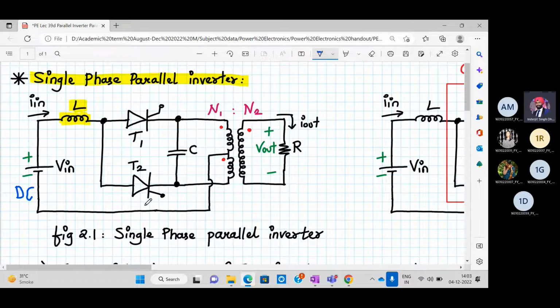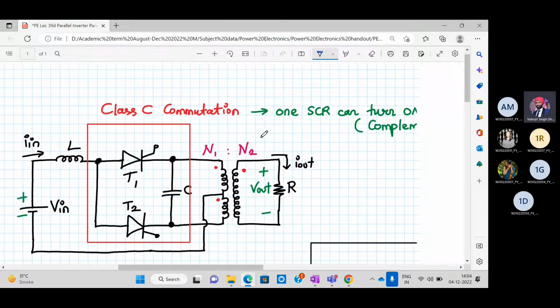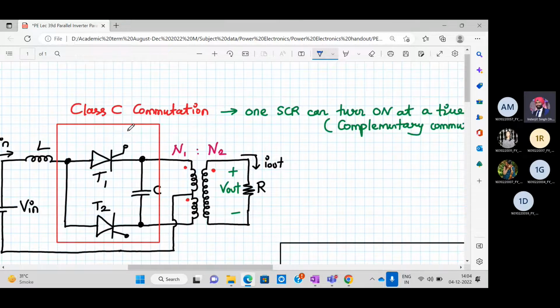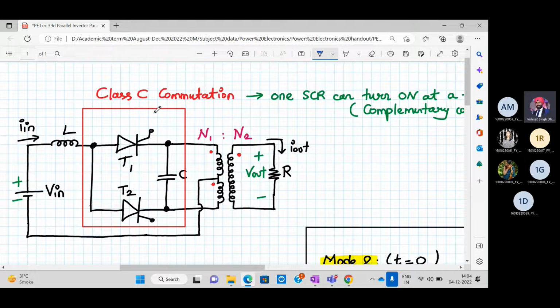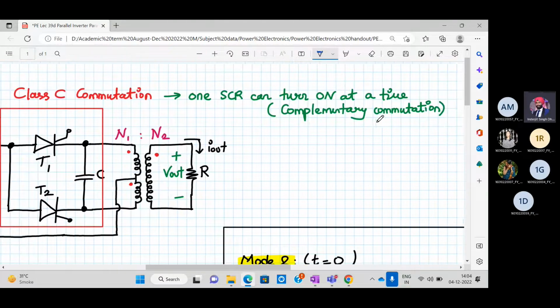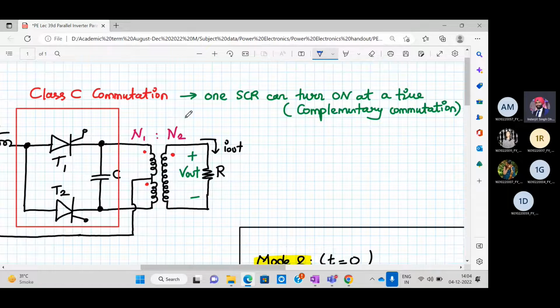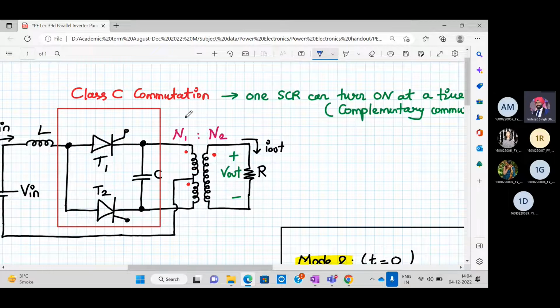Then we have two SCRs T1 and T2, and then we have a commutating capacitor C, with the help of which if one SCR is on, the other will turn off. If T2 is on, T1 will turn off, and if T1 is on, T2 will turn off. This kind of arrangement is called class C commutation. We will be discussing commutation circuits tomorrow. So this is class C commutation. What do you mean by class C commutation? Only one SCR can be on at a time, and that is called complementary commutation, which means if T1 turns on, T2 will be off. If T2 turns on, T1 will be off. All right.